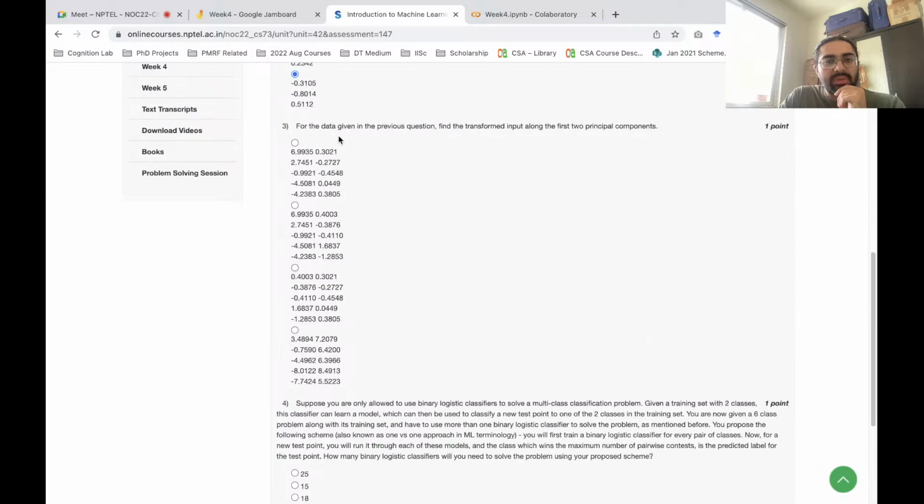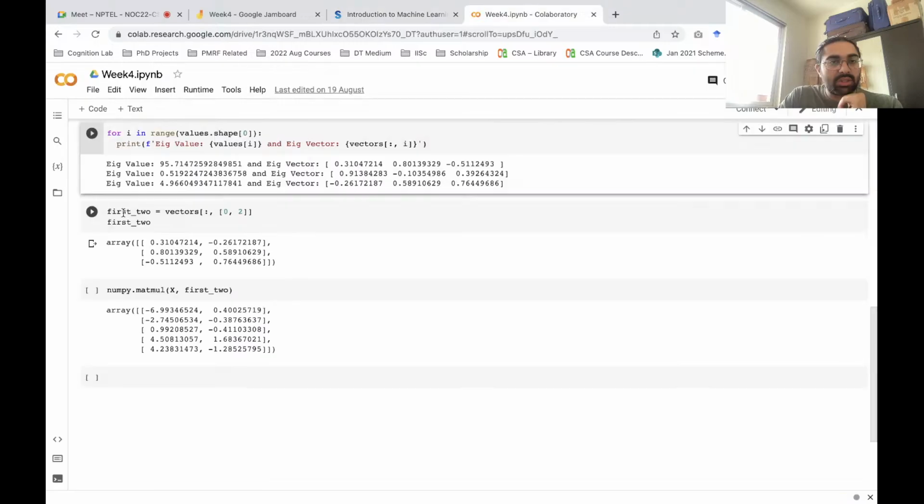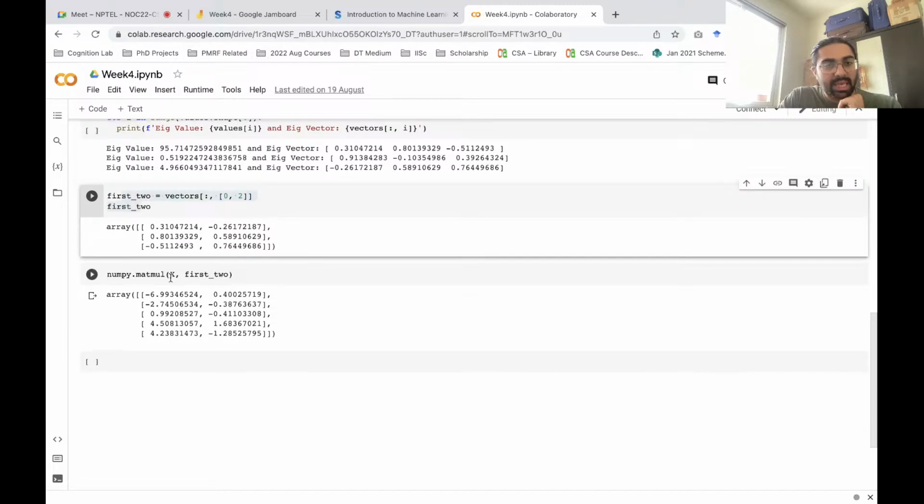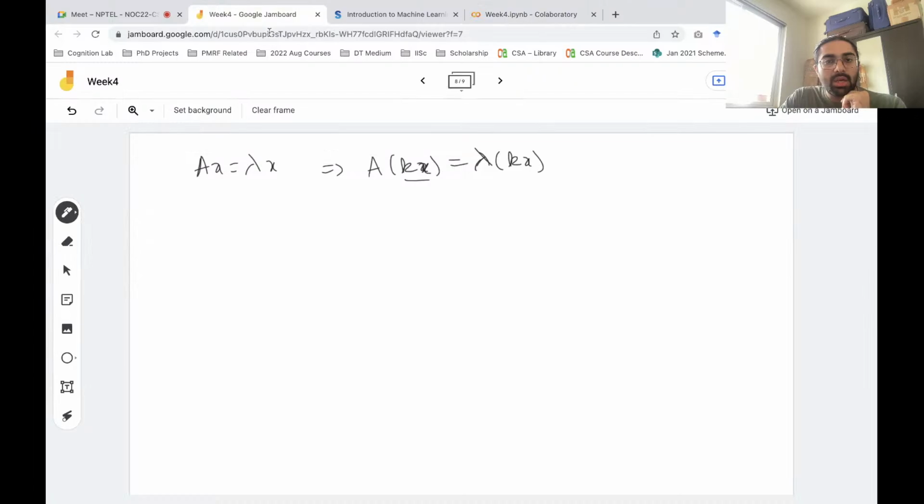The third question is basically talking about, for this given data, find the transformed input. To find the transformed input, you take the eigenvectors which are the most important. They told us here we want the first two principal components. Here this is the first principal component, this is the second one, based on their eigenvalues. Then you can do a matrix multiplication of these chosen eigenvectors, the chosen principal components, and the x that you had generated before.